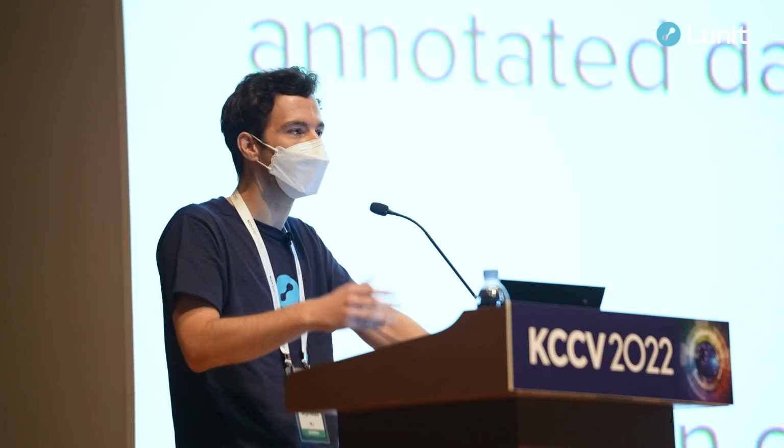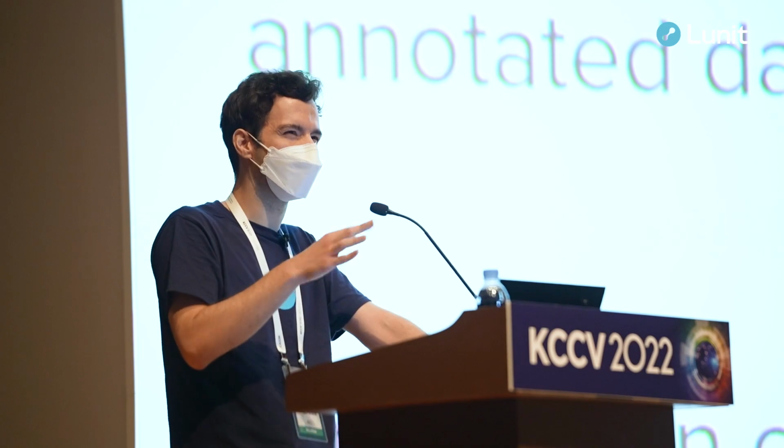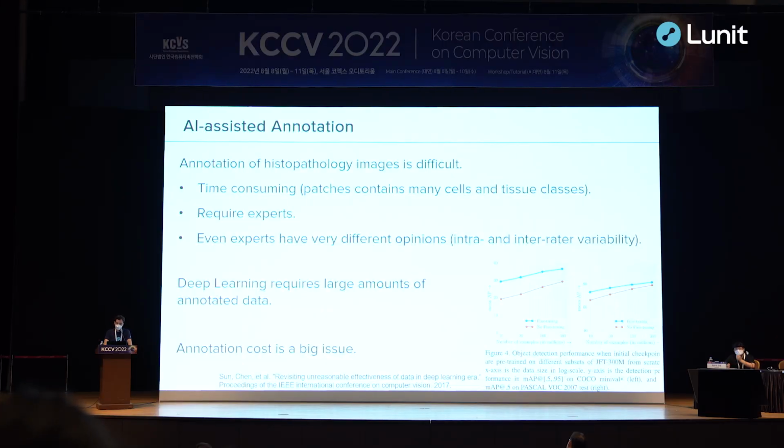Annotation in pathology is really difficult. It's time-consuming because there are so many cells, and the tissues and the area that we annotate is large. It requires experts because regular people cannot do this. We need the pathologists doing this. The problem is, even pathologists, they disagree quite a lot between them. And unfortunately, as we know, deep learning requires large amounts of annotated data. So the performance increases here in this paper, at least, linearly with the logarithm, in the logarithmic scale. And of course, annotation cost is a big issue, especially when we are considering that we have experts. So we need AI-assisted annotation.